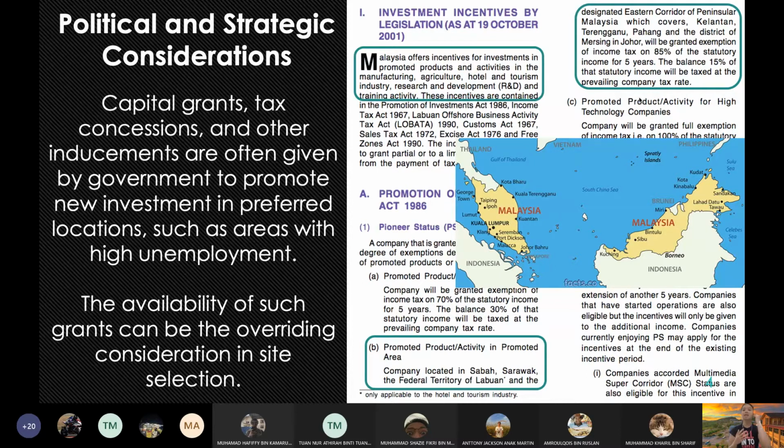Okay, so you can see in terms of Malaysia, they are trying to divert the businesses rather than centralize on the Klang Valley area. They're going towards the Eastern Corridor, meaning Kelantan, Terengganu, Pahang, as well as the Borneo area, Sabah, Sarawak, and Labuan.